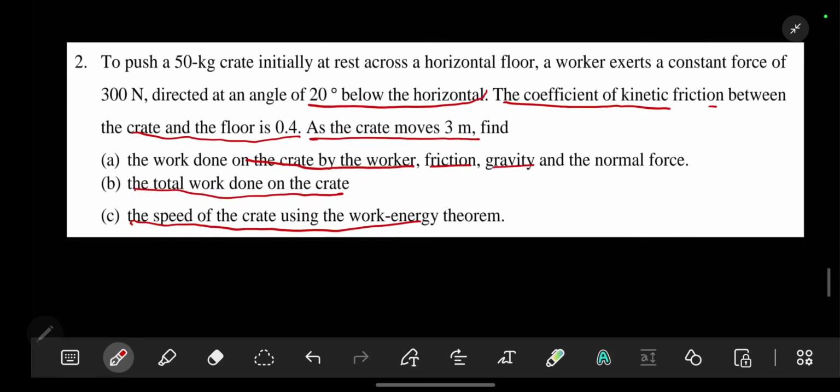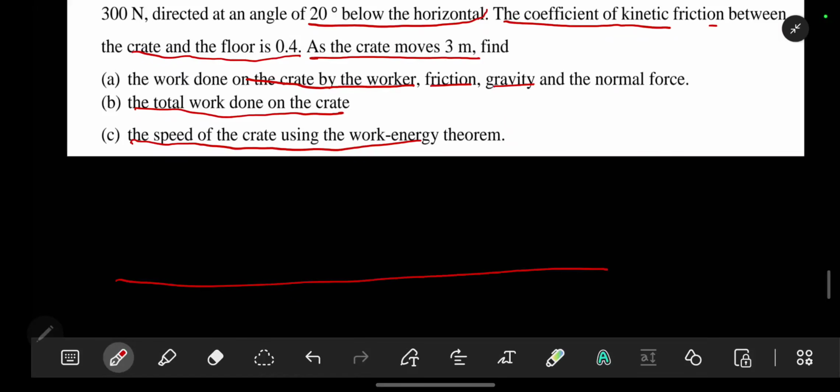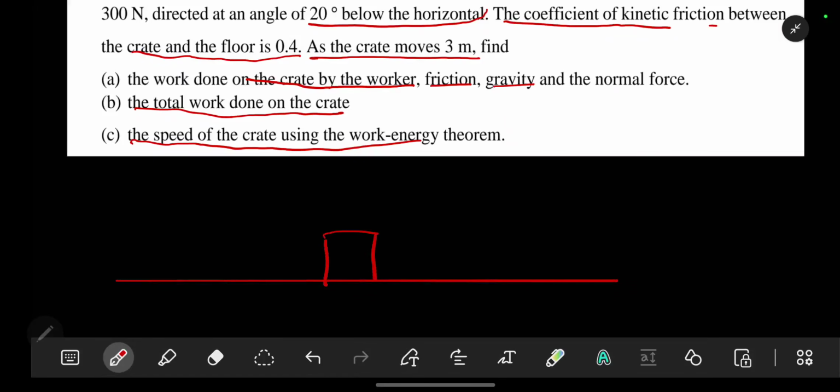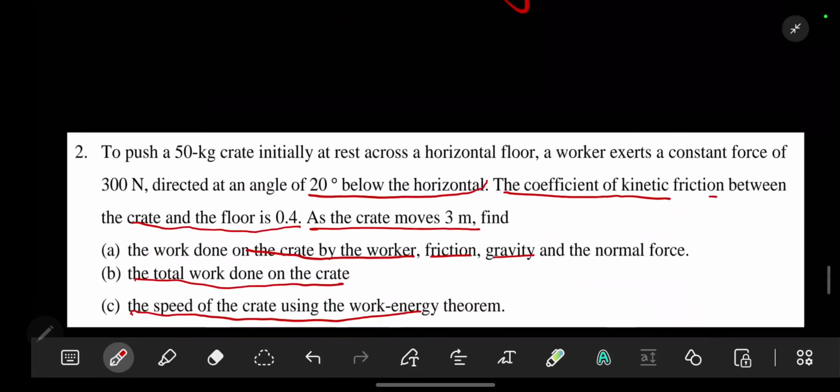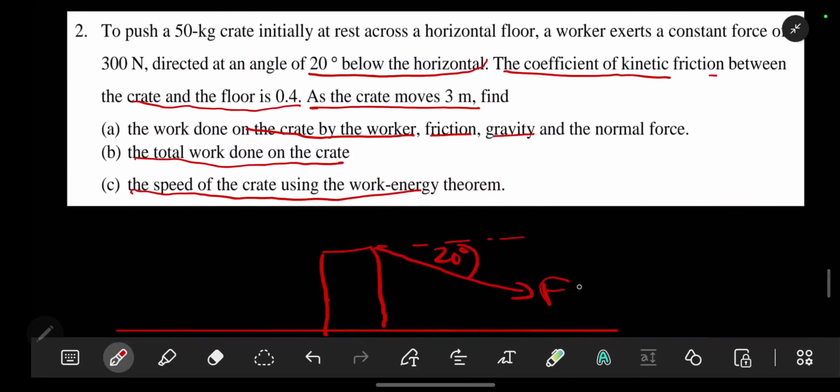So how do we answer this? We are told that another crate was being moved on a horizontal surface. Now the force was directed at 20 degrees below the horizontal. So if we have the horizontal like that, then we have an angle like that. So the angle 20 degrees below the horizontal, that's the meaning. So this was the force, which was the constant force, 300 newtons. So this is what we have.